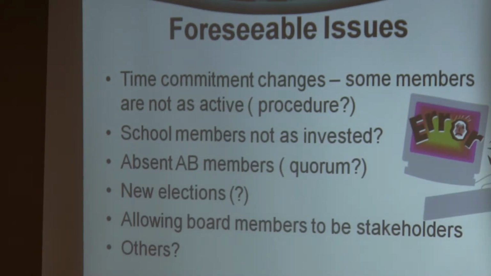Your bylaws should lay out that procedure. What happens when this person is not able to make this time commitment? How many meetings can this person miss before we say, okay, need to vote him out? Is it the school's liaison's job to contact that person, or is that the advisory board's chair's job to contact that person? Those are things that have to be discussed in your bylaws.